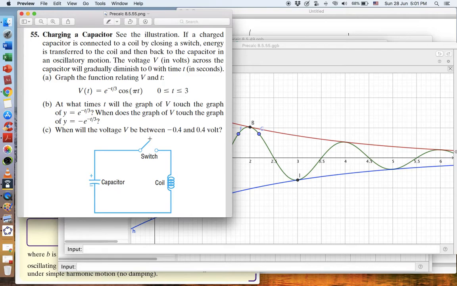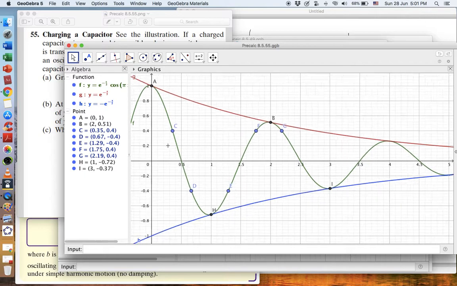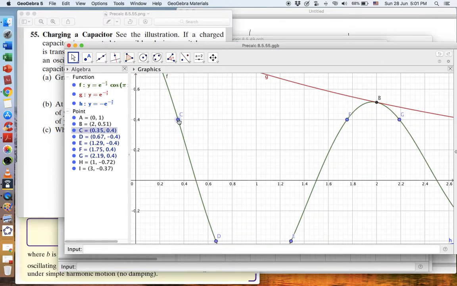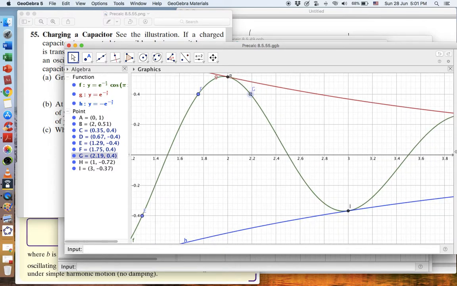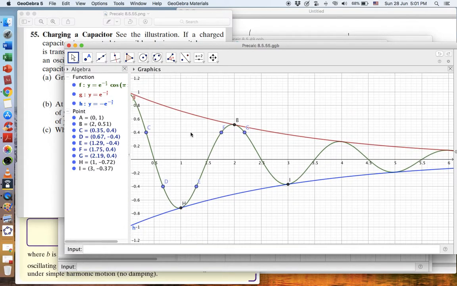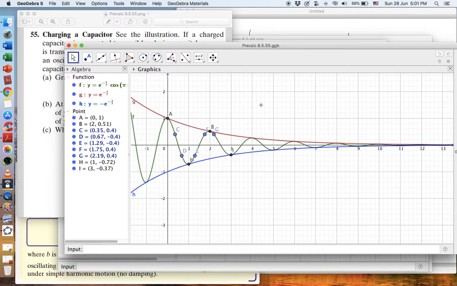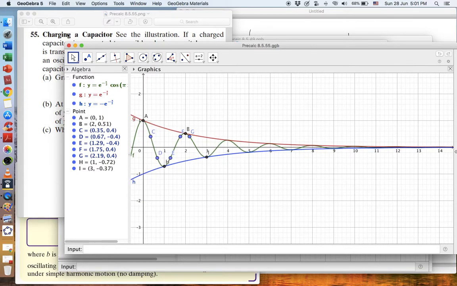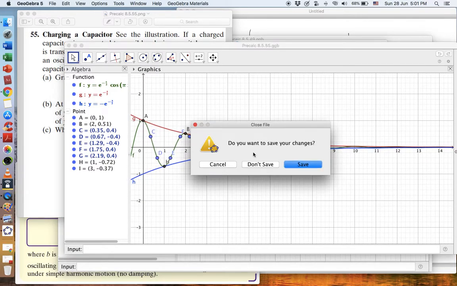And when is the voltage V between negative 0.4 and 0.4 volts? I've got those points mapped out here. Right, at 0.35 seconds to 0.67 seconds, it's between those boundaries, and then again at 1.29 seconds to 1.75 seconds, and then everything after 2.19 seconds, it's between 0.4 and negative 0.4. So capacitor and spring or pendulum follow that same damping or oscillating damp function.